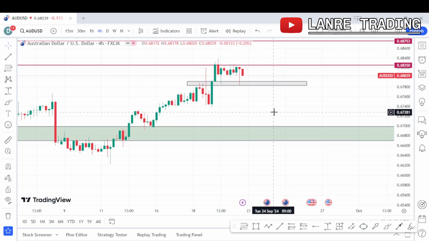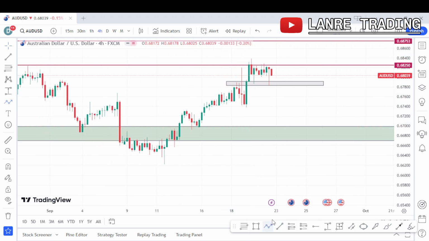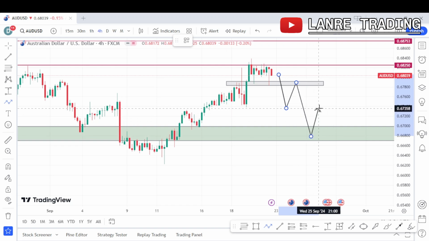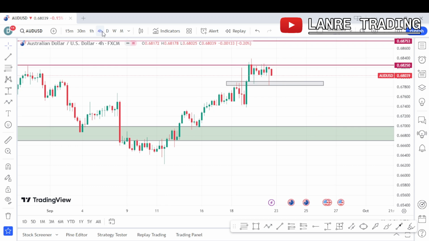The reversal formation we'll be looking at is we will have to wait for price to come here and take out this low as well. A possible head and shoulders pattern tends to play out, then you can find a decent entry from it. Okay, let me scale down to the 1 hour time frame.